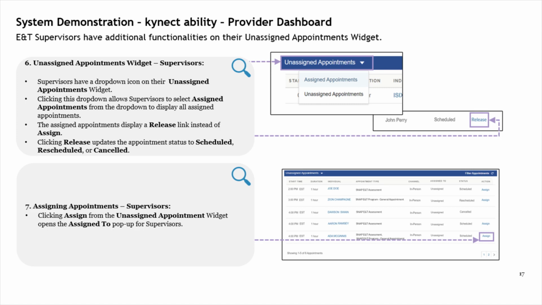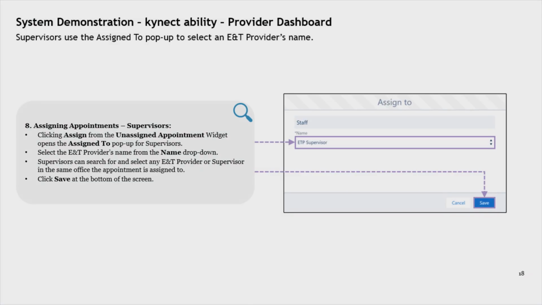Likewise, clicking the assign link under the Action column from the Unassigned Appointments widget opens the Assign To pop-up for supervisors. Once you click the Assign link on the Unassigned Appointment widget, you are navigated to the Assign to pop-up window. Select the ENT provider's name from the Name drop-down. Supervisors may search for and select any ENT provider or supervisor in the same office. Then, click Save at the bottom of the screen. This assigns the appointment to the appropriate individual.